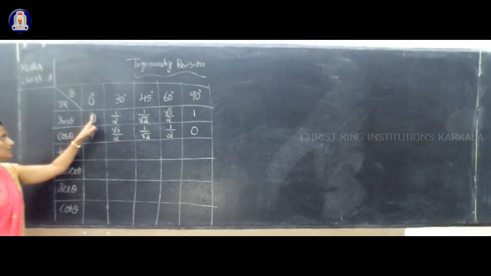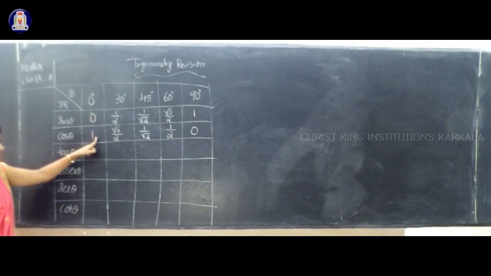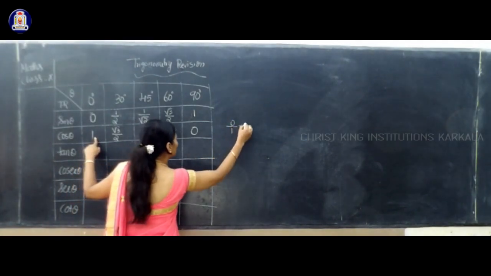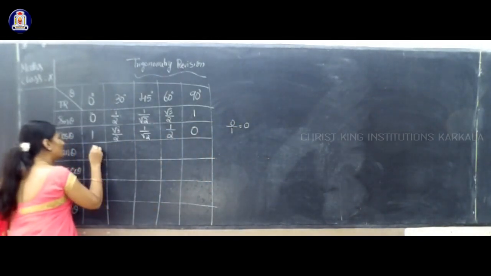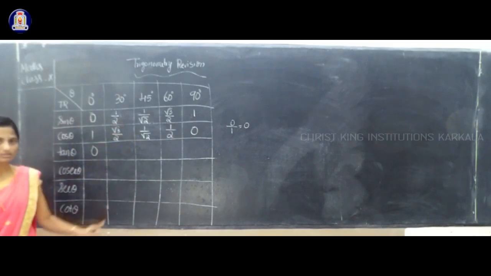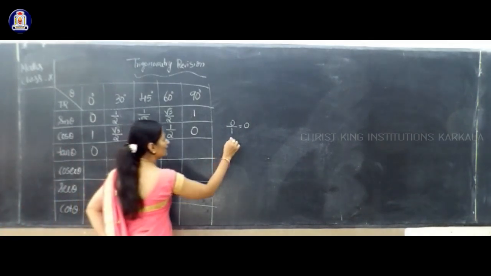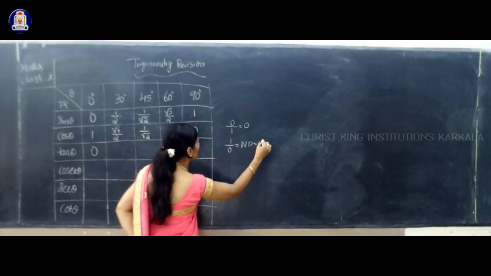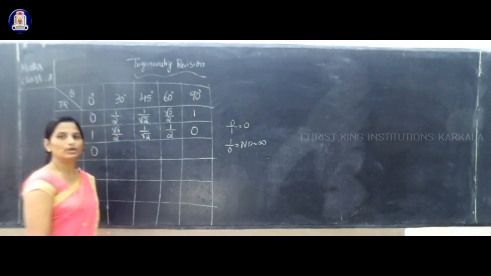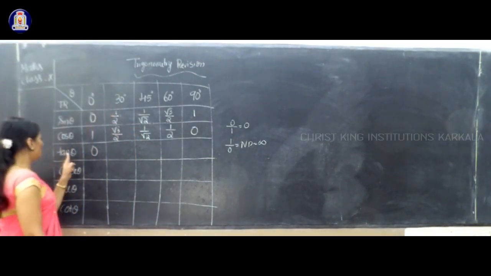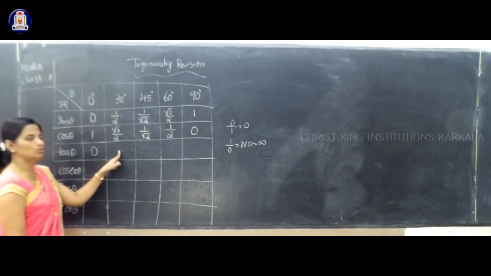Tan value is sin divided by cos. That is 0 divided by 1, which is 0. 0 divided by any number is 0. And 1 divided by 0 is what? It is not defined, or infinity. Now next, how to get tan 30?